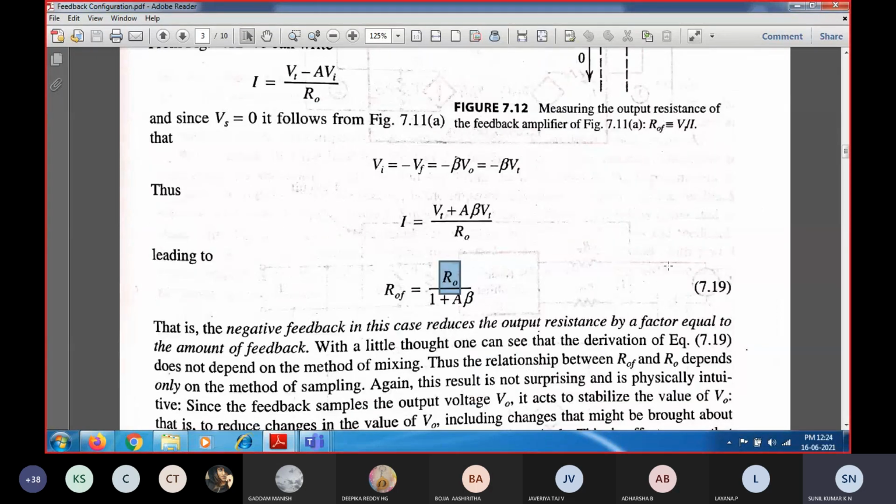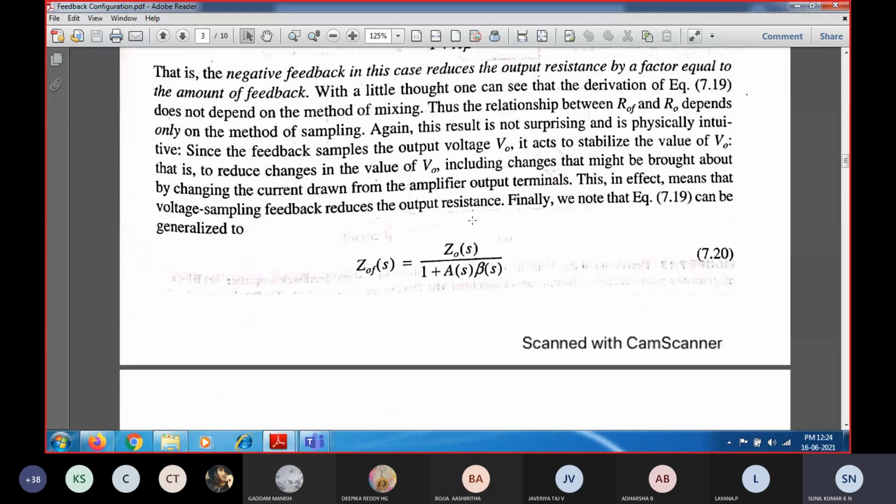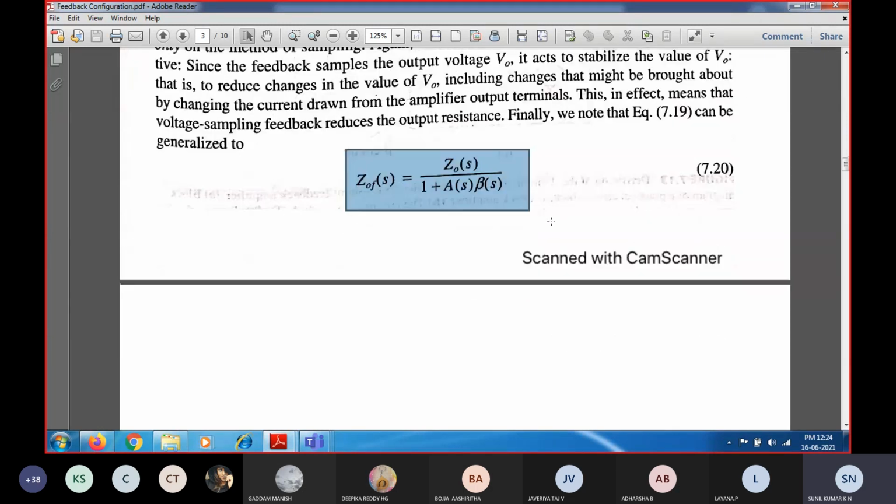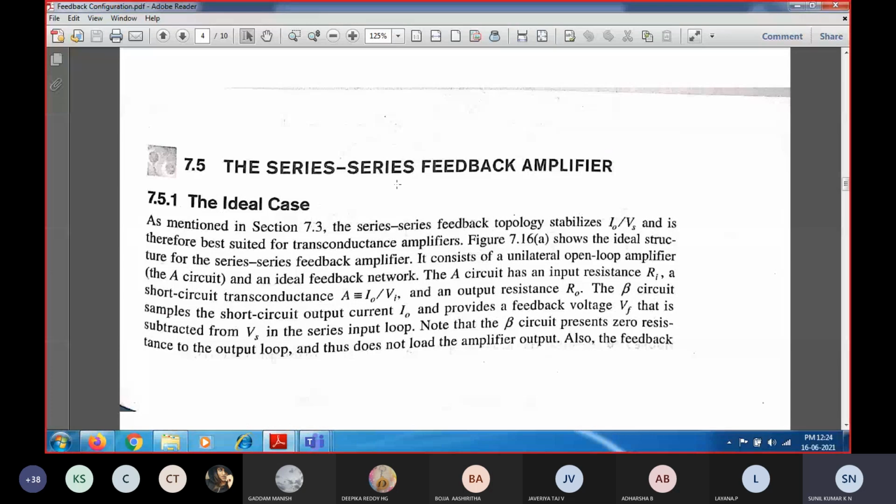So we have found out the impedance changing. In the same way, R naught of F, I can write in terms of impedance as Z of S. So that is given by Z naught of S divided by 1 plus A of S into beta of S. So this is about the output impedance. So now we'll go to the series feedback.